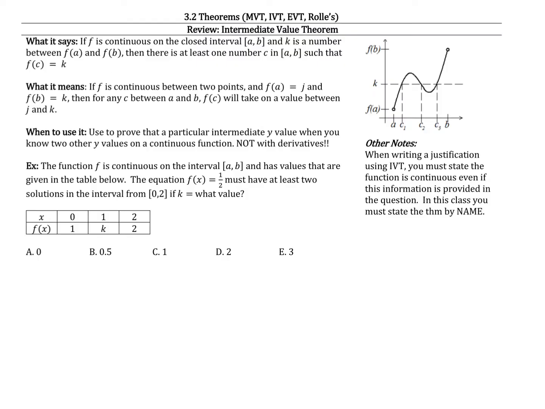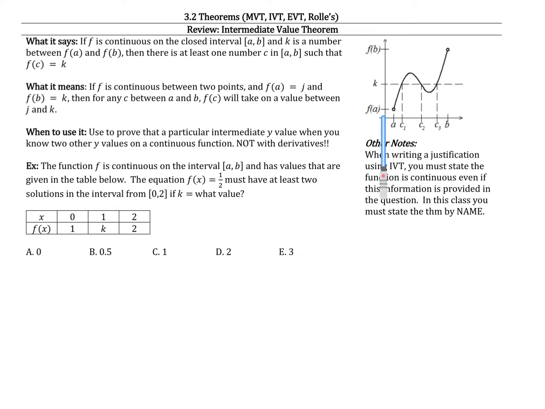So we're going to start with the one theorem on this list that we actually have already learned and went through in chapter 1, and that's the intermediate value theorem. The intermediate value theorem says that if a function is continuous, that is the key condition that needs to be stated, on some closed interval, and k is a number between f of a and f of b, then there is at least one number c in the interval a to b, such that f of c equals k.